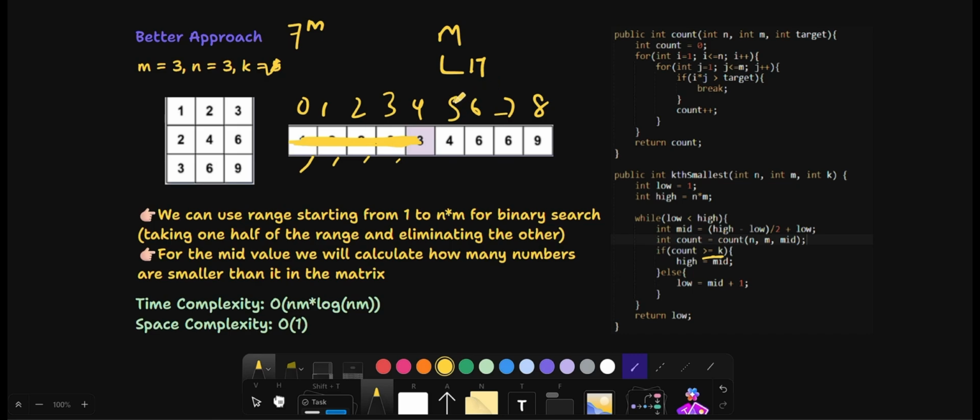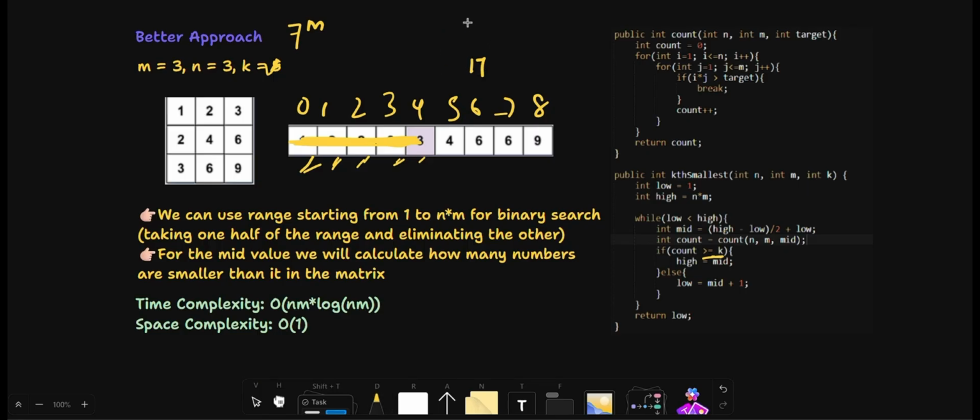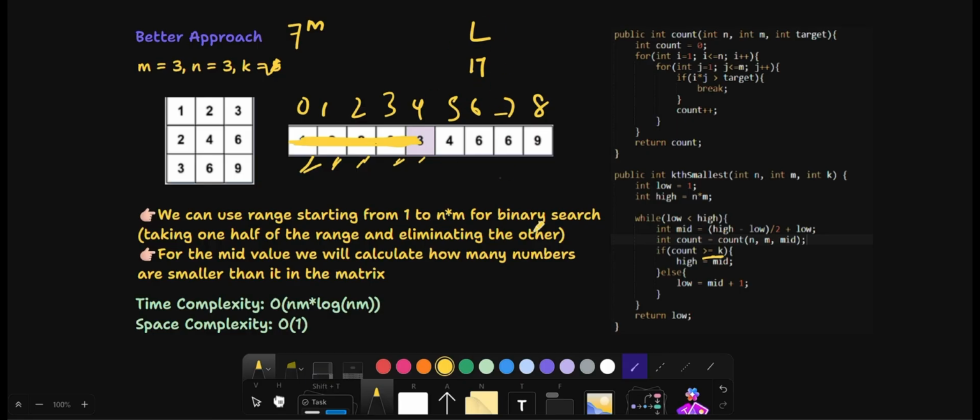So this is the 1, 2, 3, 4, 5, 6. Sixth element, but we need 7. So we have to make low as mid plus 1. So low will come here. Whenever low and high meet, we directly return the value of low. This is how we optimize this from brute force.